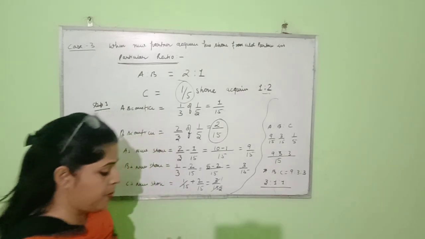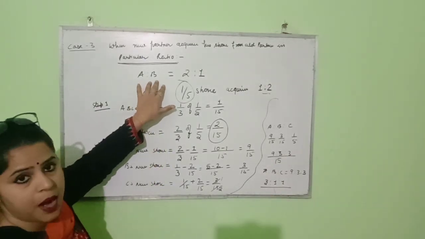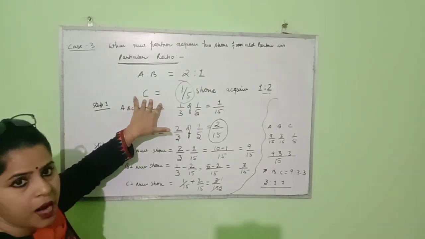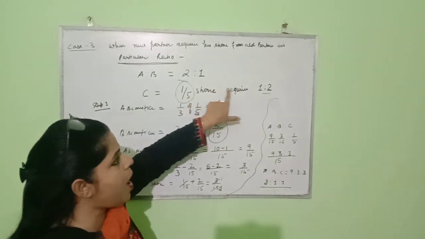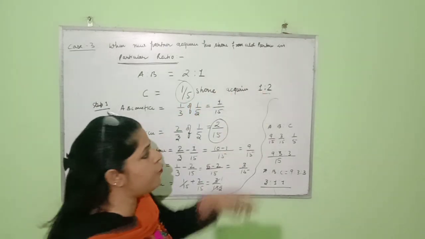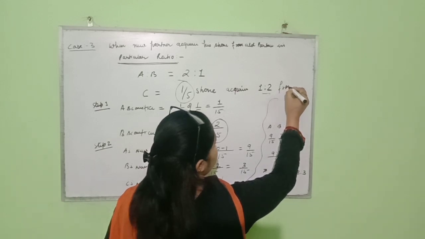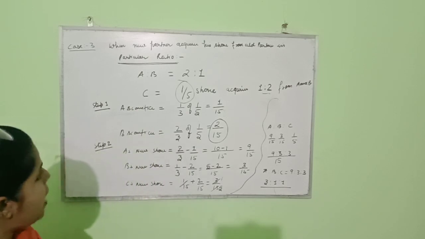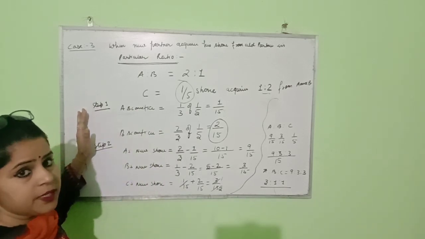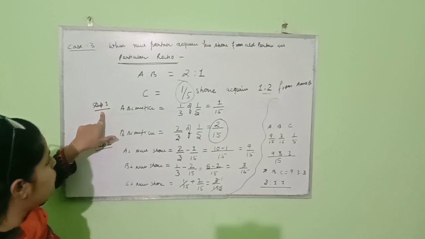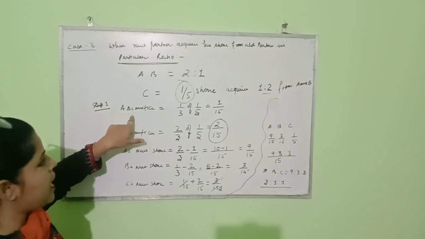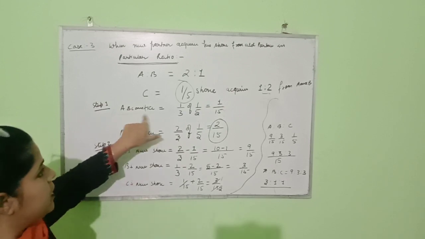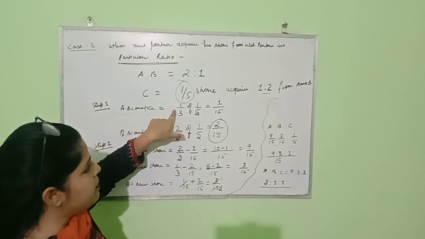Let us see once again. The question is: A and B are partners sharing profits and losses in the ratio of 2 is to 1. C is admitted as a new partner for 1 by 5th share, acquired in the ratio of 1 is to 2 from A and B. Now, I followed the same steps which we followed in case number 2. Step number 1: I calculated the sacrifice of A, or you can say what C acquires from A. So 1 by 3rd of 1 by 5. Where does this 1 by 3rd come from?